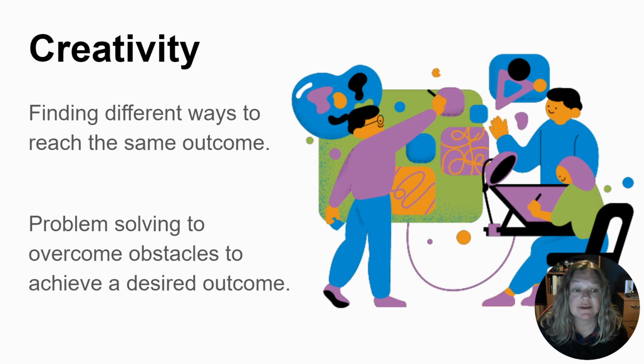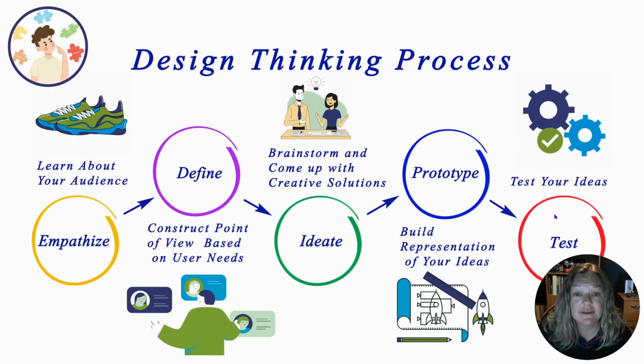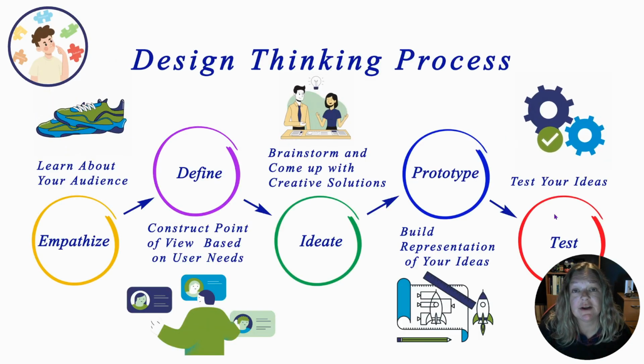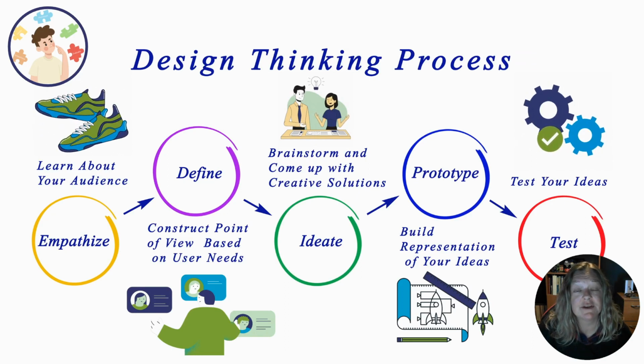Creativity starts early on in the computer science curriculum. We're really just asking students to apply creative thinking, to think of new ways to reach the same solution, looking for different paths to get to the same outcome. Using the design thinking process starts explicitly in grade 4 for your students.